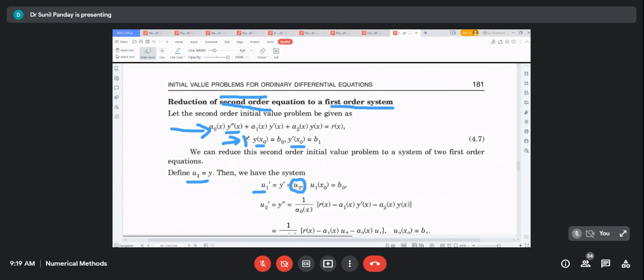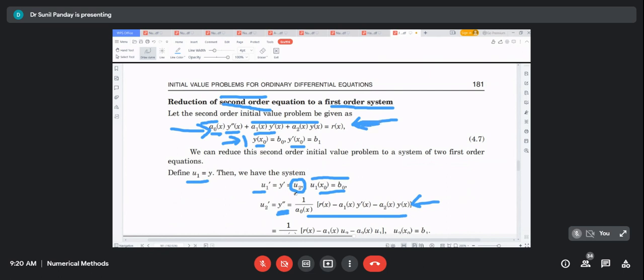So here the initial condition is given: y at x naught is given here. If y equals u1, it means that u1 of x naught equals b naught. And then from this equation, we divide by a naught on both sides of the equation, and then we take all the terms to the right side, and finally we have this. So this is equal to y double dash. We can obtain this term from this equation.